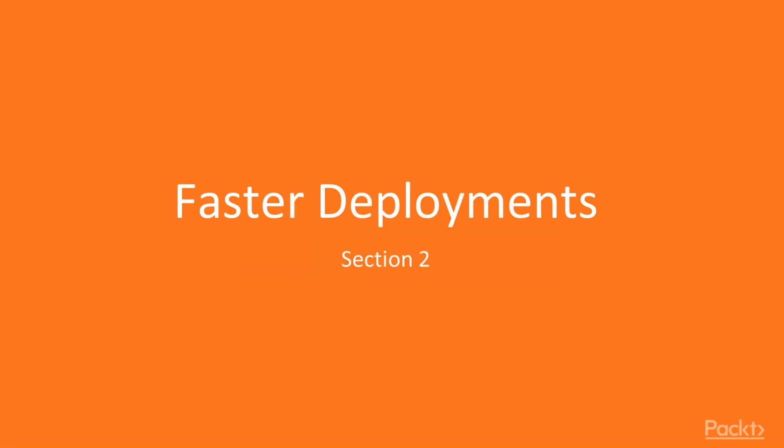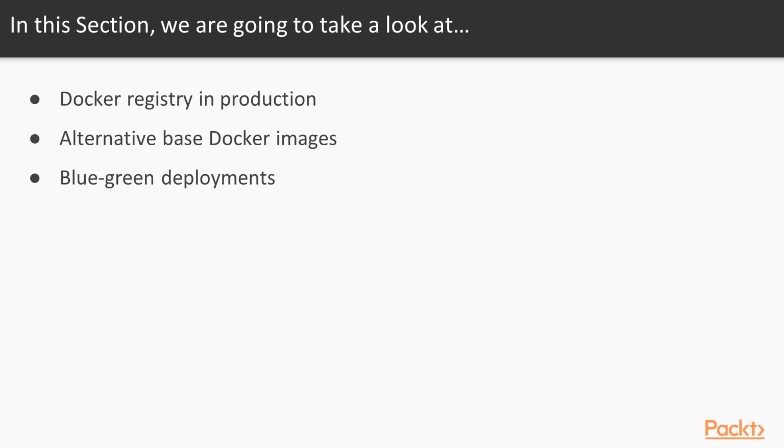Hello and welcome to Section 2, Faster Deployments. In this section, we will make our Docker deployments faster. This is important so that we have a tighter feedback loop to find out how effective our new application is in production. In this section, we will be learning the following.